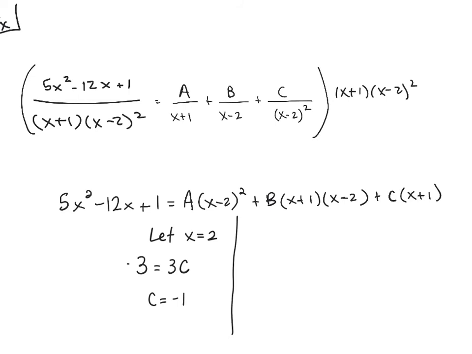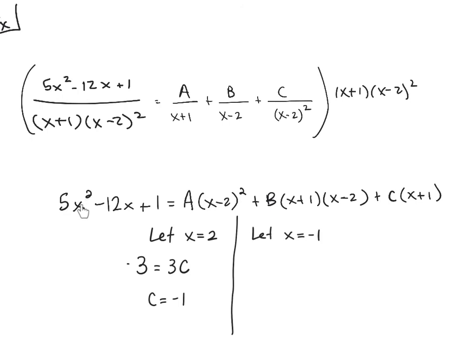Got to choose another convenient value, and again, the convenient value has to eliminate two pieces of this equation. So another one I can see here is if x equals negative 1. Here and here, if x equals negative 1, then c is going to disappear and b is going to disappear, allowing me to solve for a. So let x equal negative 1.